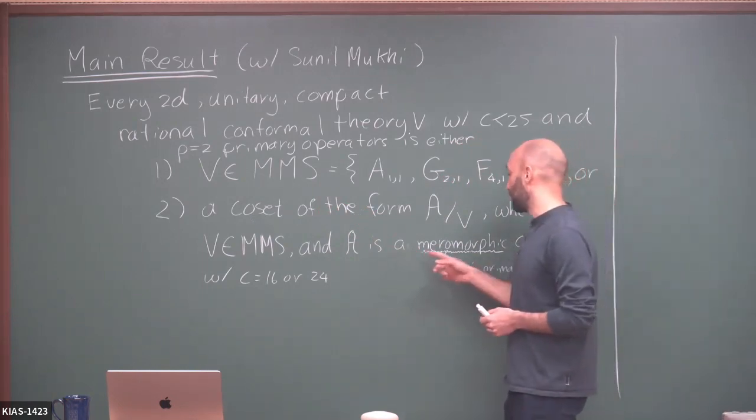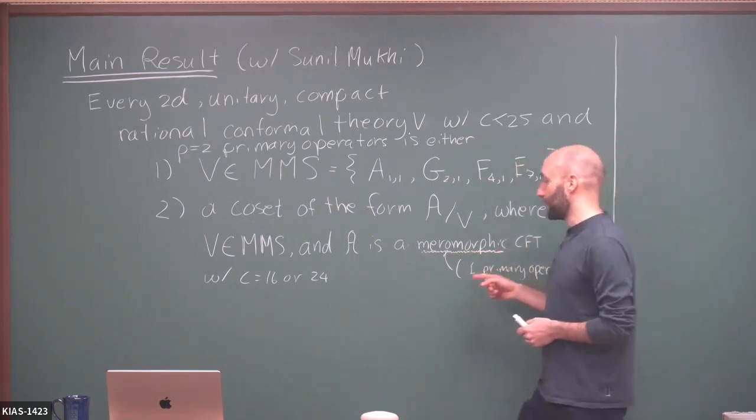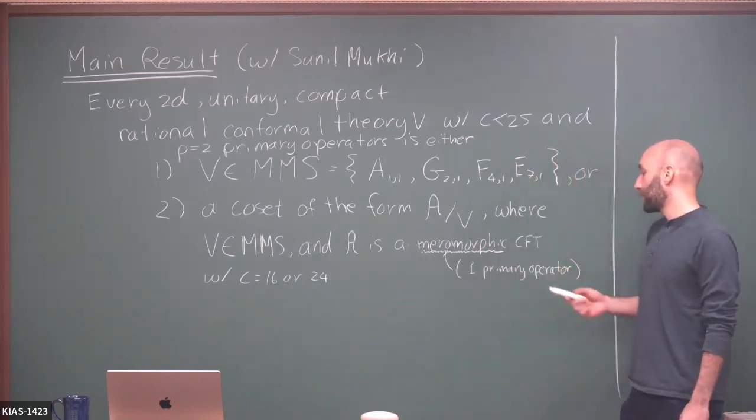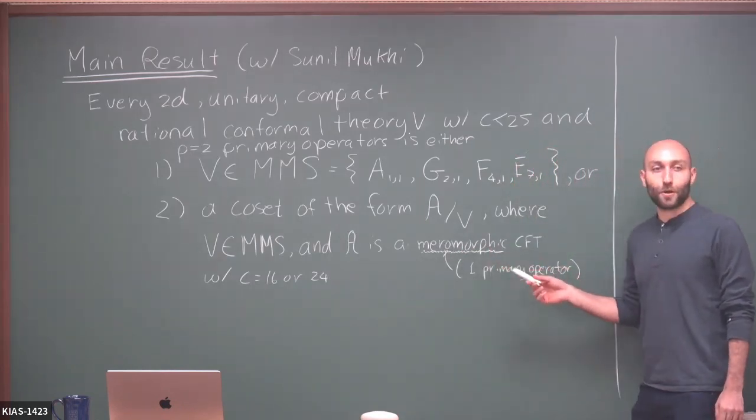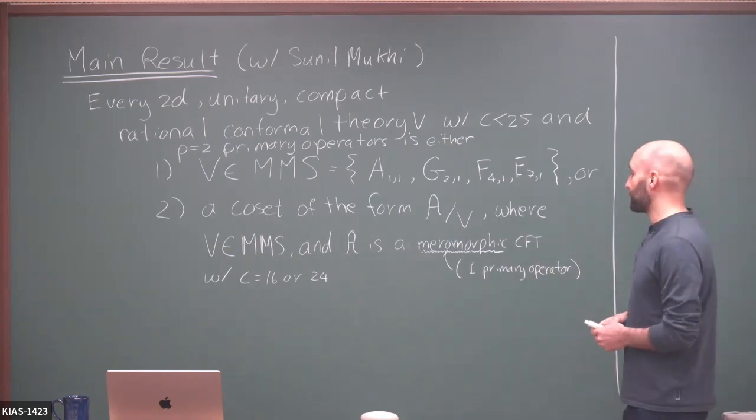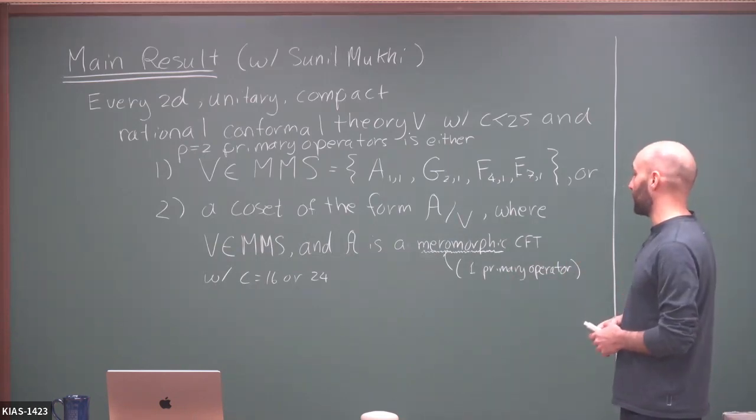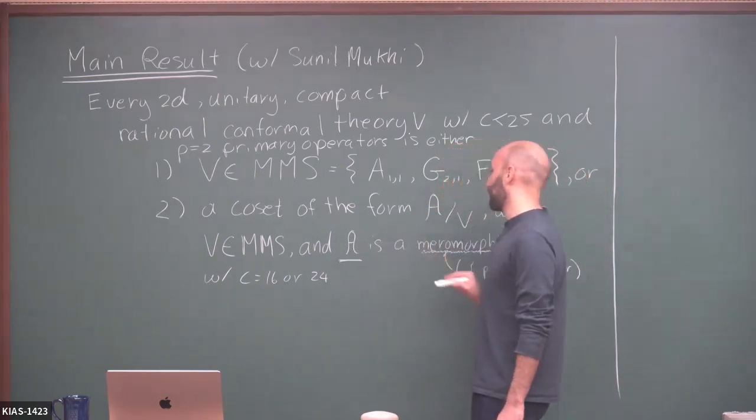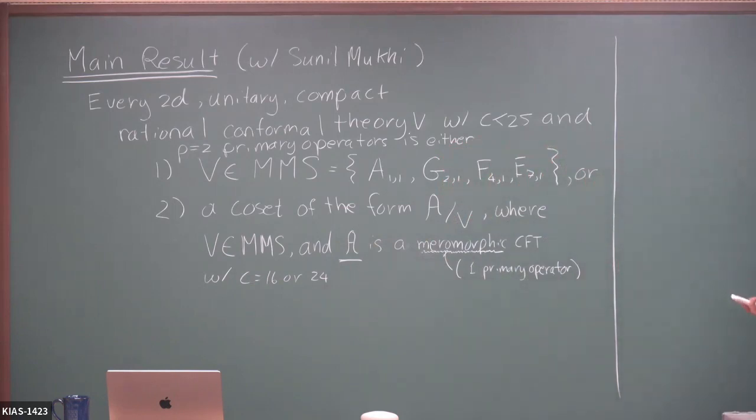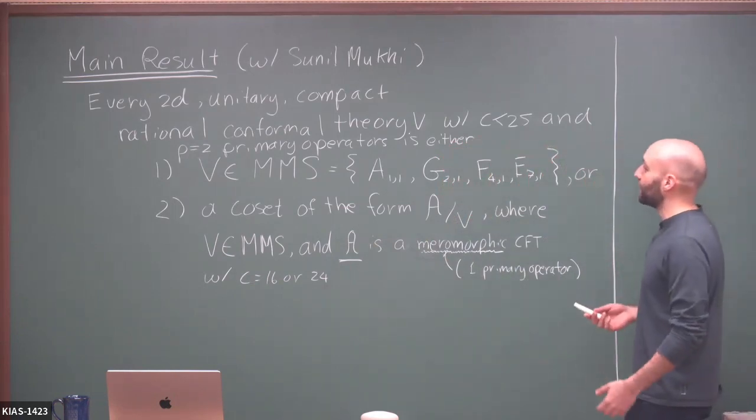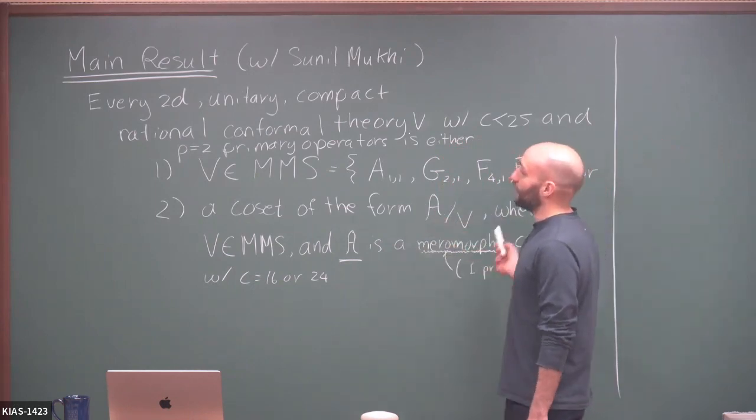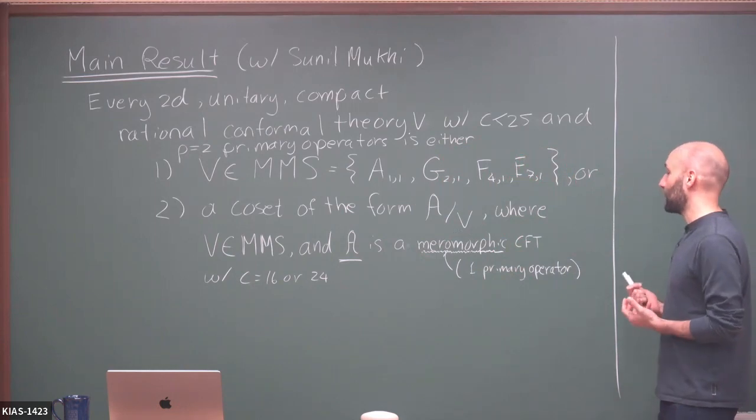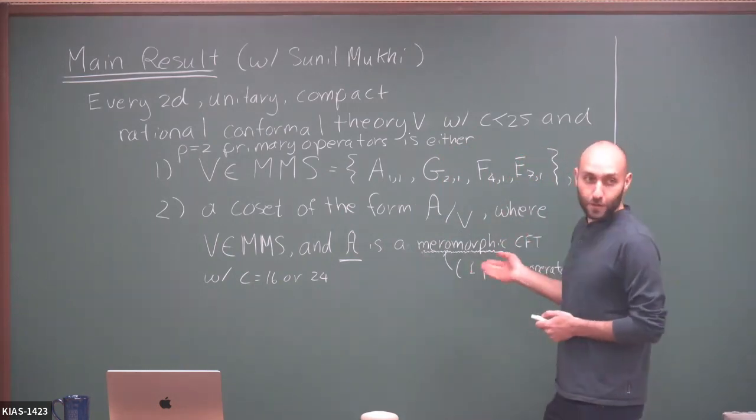And A here is going to be a meromorphic conformal field theory with central charge 16 or 24, where the adjective meromorphic here means that it has exactly one primary operator, the identity. And as I will explain momentarily, the numerators are classified. Theories A with c equals 16 or 24, which are meromorphic, have been classified. So in particular, we get a very explicit problem that we can go out and try and solve, which is enumerating all the inequivalent cosets of this form.